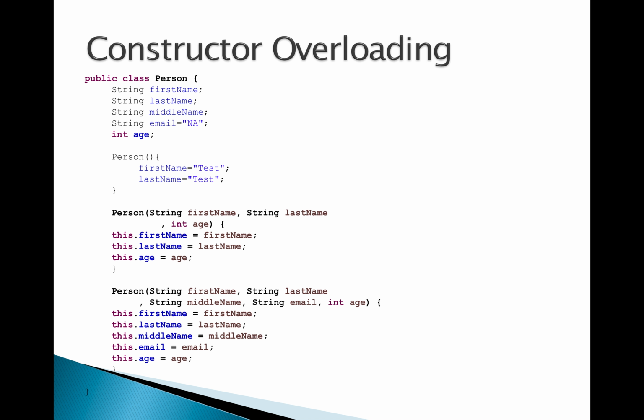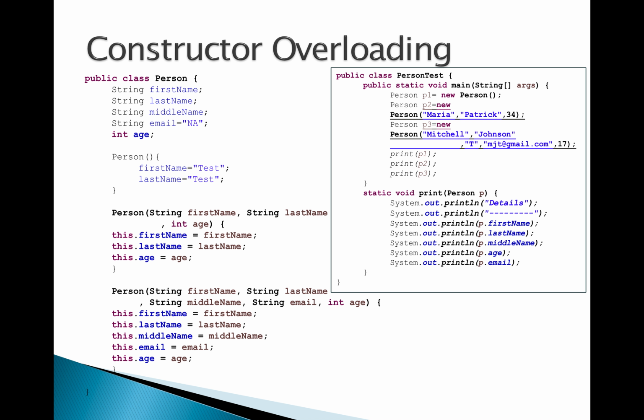So how do we call this? We write a main method, and the main method has Person p1 equal to new Person(), which is going to call the no argument constructor. Person p2 is equal to new Person of Maria, Patrick, 34. We are passing three arguments here, so it is going to call the overloaded constructor of three arguments. The third one is passing five arguments, so it is going to call the five argument constructor.